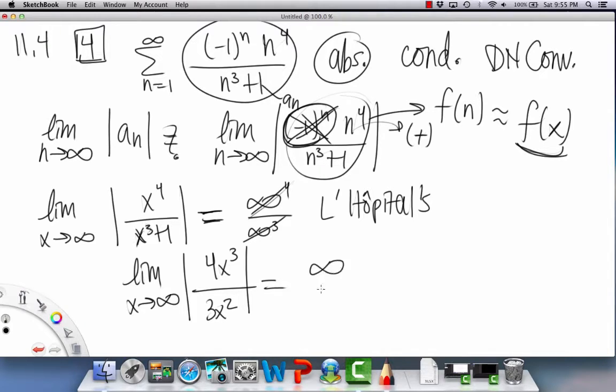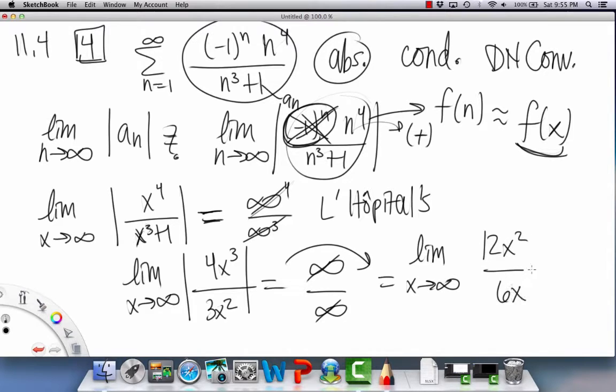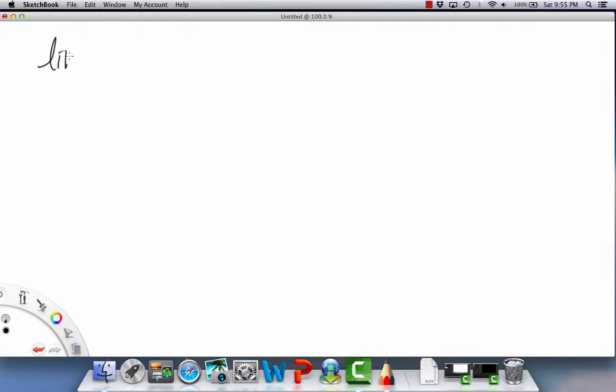But as you can see, if we plug in infinity, we get the same indeterminate form, so we have to keep going. So this equals the limit as x goes to infinity, getting rid of the absolute value sign, of 12x squared over 6x. And this again is infinity over infinity, same old story. Then we get the limit as x goes to infinity of 24x over 6, and that's 4 over 1, so the limit of 4x.